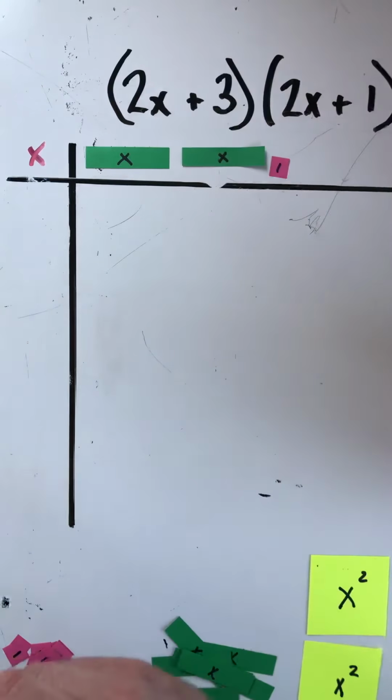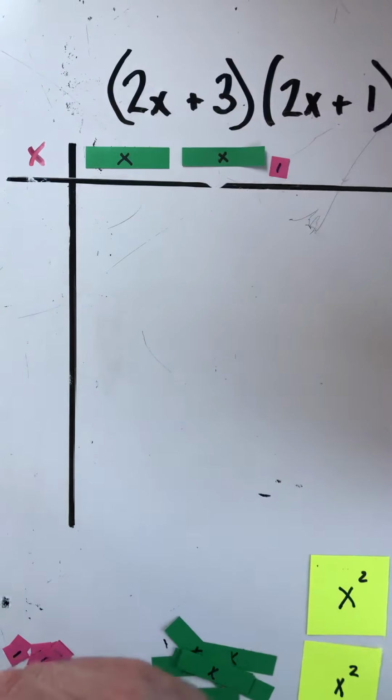My second factor, 2x plus 1. 2 x's and a 1. Now I'm ready to create my product. An x times an x is an x squared. An x times an x is an x squared. 1 times x gives me x. I'm going to turn it sideways because I've taken care of this one. And here. And here.